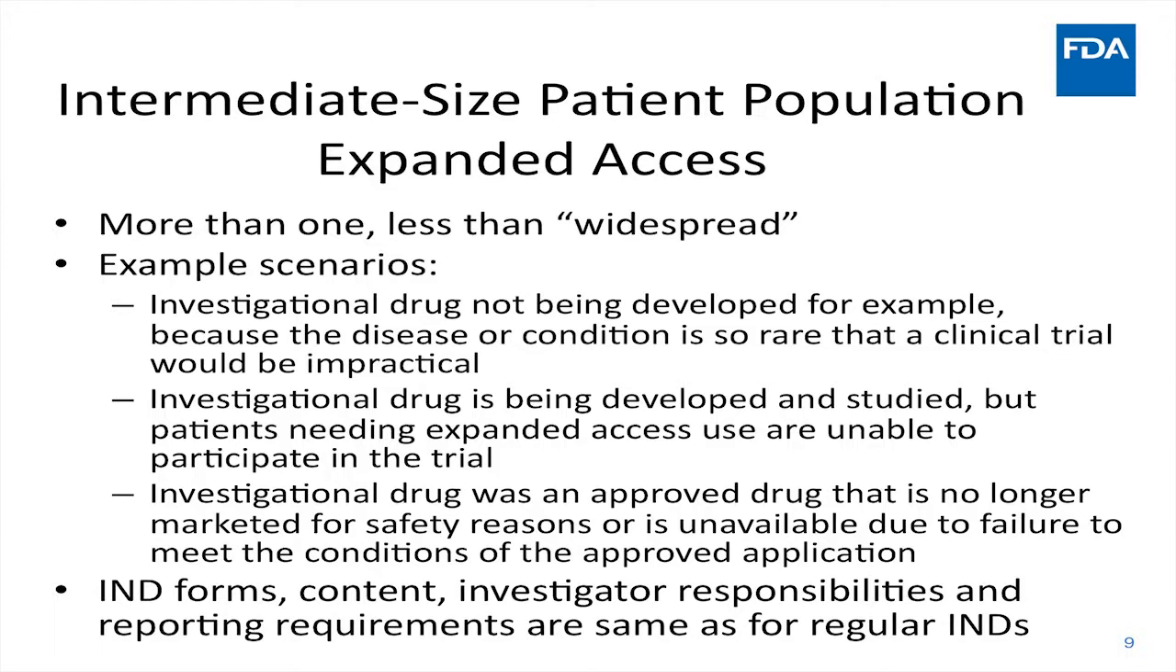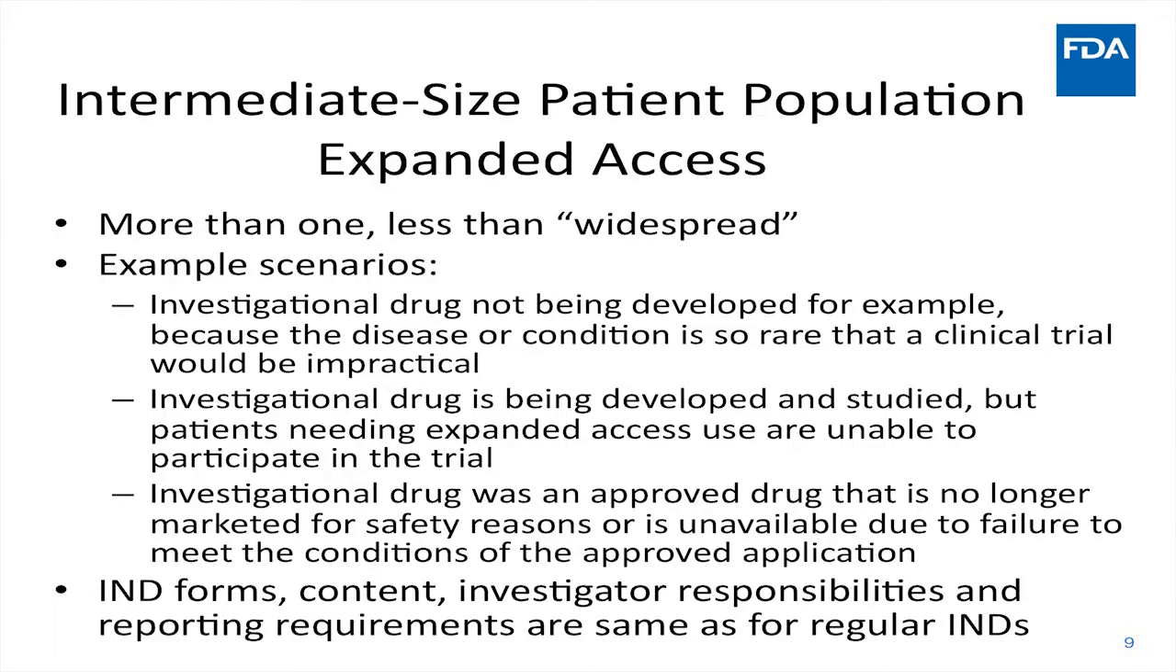Now, what is intermediate-sized patient population? And this is a typical regulatory answer, but unfortunately, I don't have a better one for you. It's more than one and less than widespread. Yeah, I know. It's very unsatisfactory. But basically, it's sort of the in-between between a treatment protocol, which is typically sponsored by a pharma company or a big institution, and, say, an investigator who might have more than one patient who's appropriate for a certain investigational use. So there are certain scenarios where these were envisioned to be more useful.